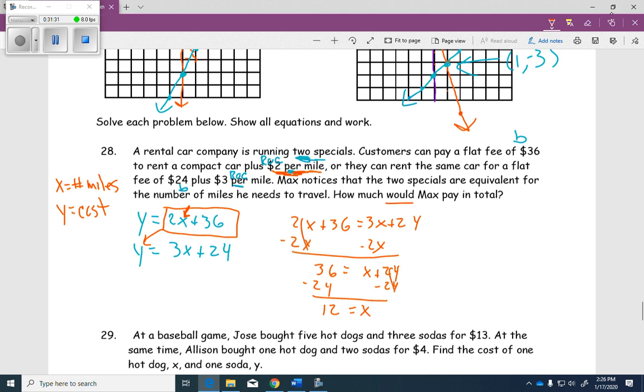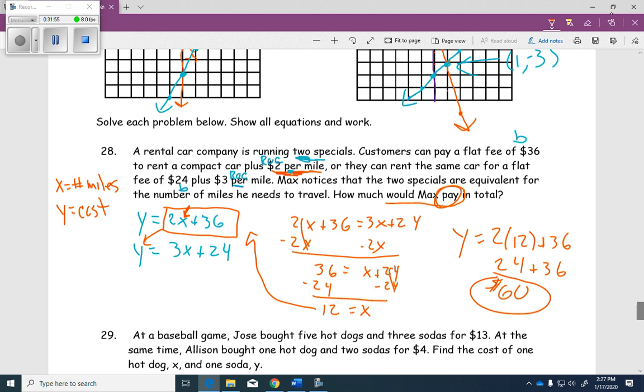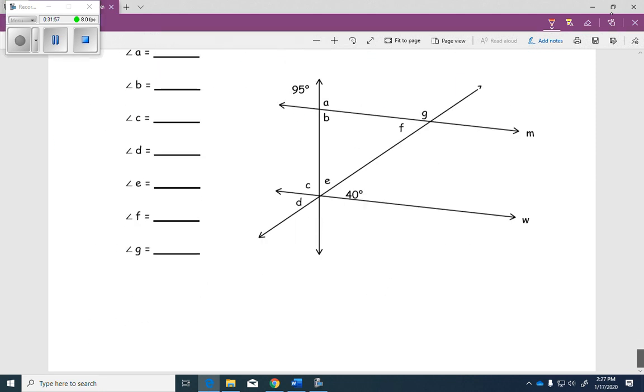So they say, how much would Max pay? I have to find the cost. I have to plug this 12 into one of my equations. I'll plug it into the top one. So 24 plus 36, $60. We're getting there.